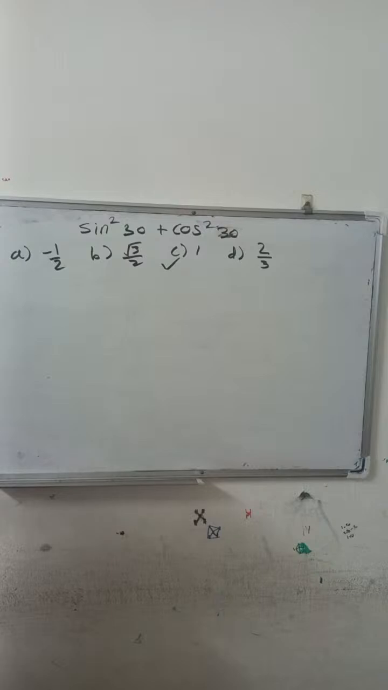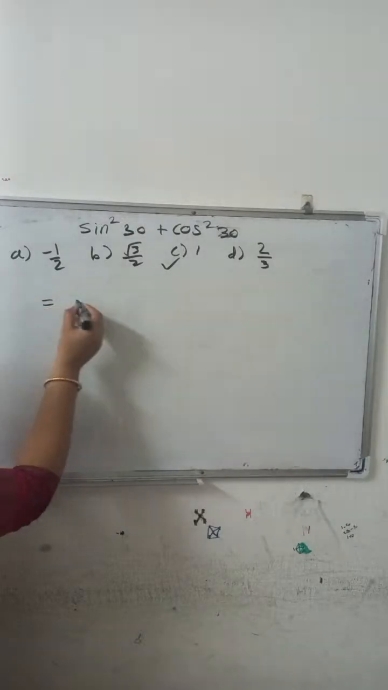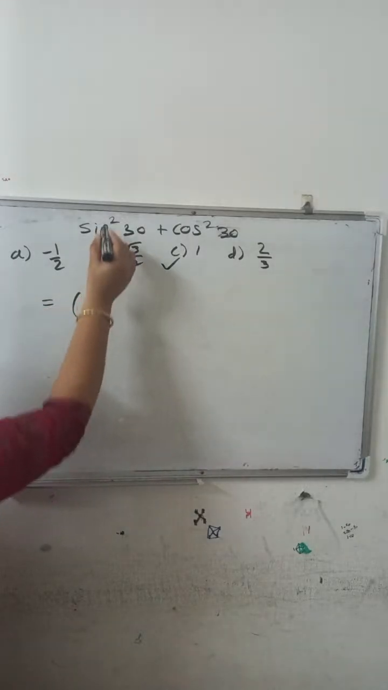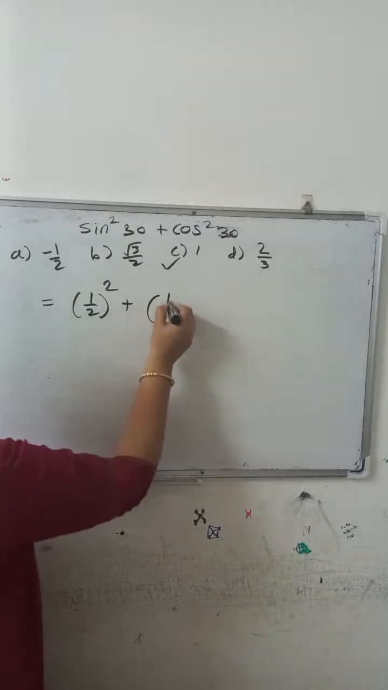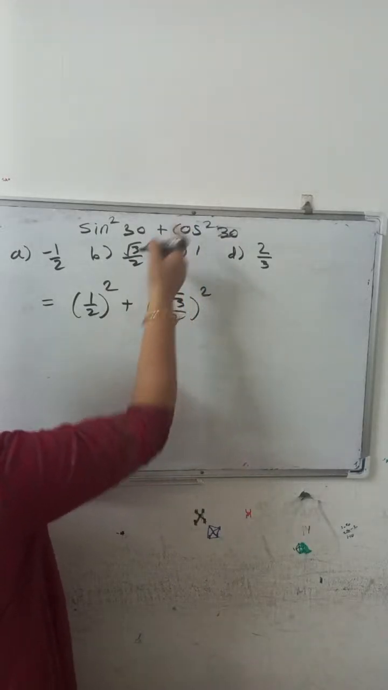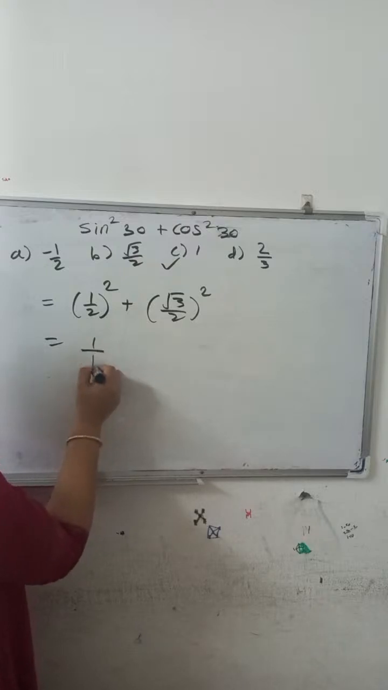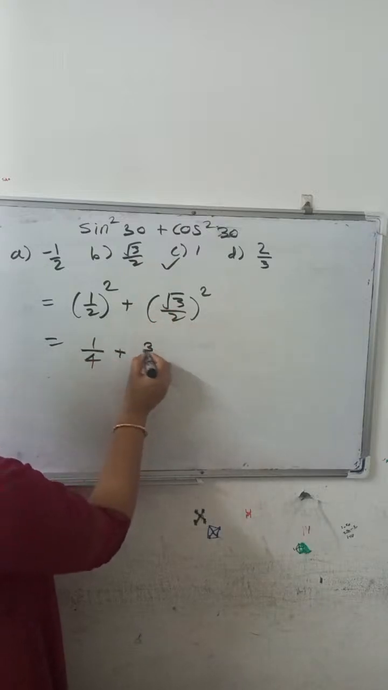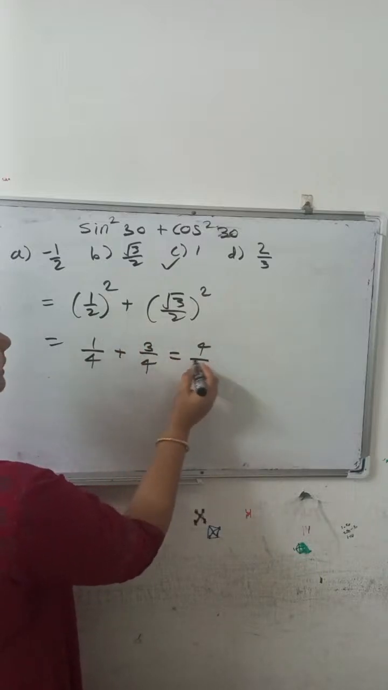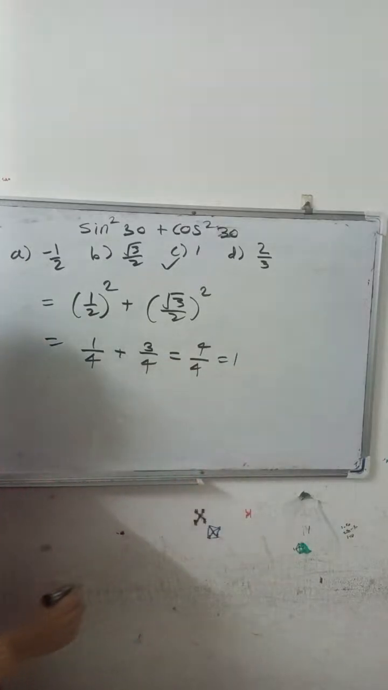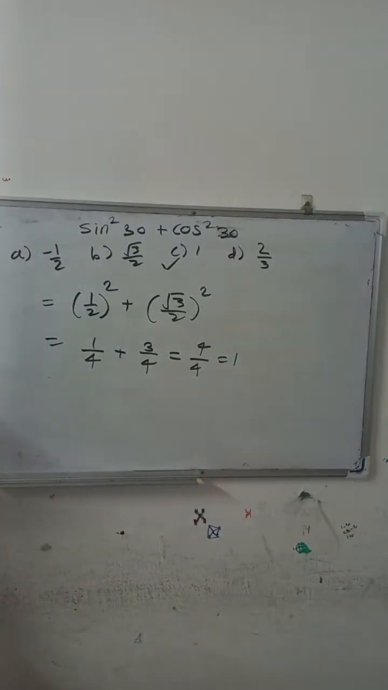But suppose the same question comes for 2 marks, to solve this we substitute values. Sin 30 is nothing but 1 by 2 whose square is given, and cos 30 is nothing but root 3 by 2, but the square is given. So 1 by 2 squared is 1 by 4, and root 3 by 2 squared is 3 by 4. Here the denominator is same. Add 3 plus 1, that is 4 upon 4, that is equal to 1. Getting this? Understood how to solve this?